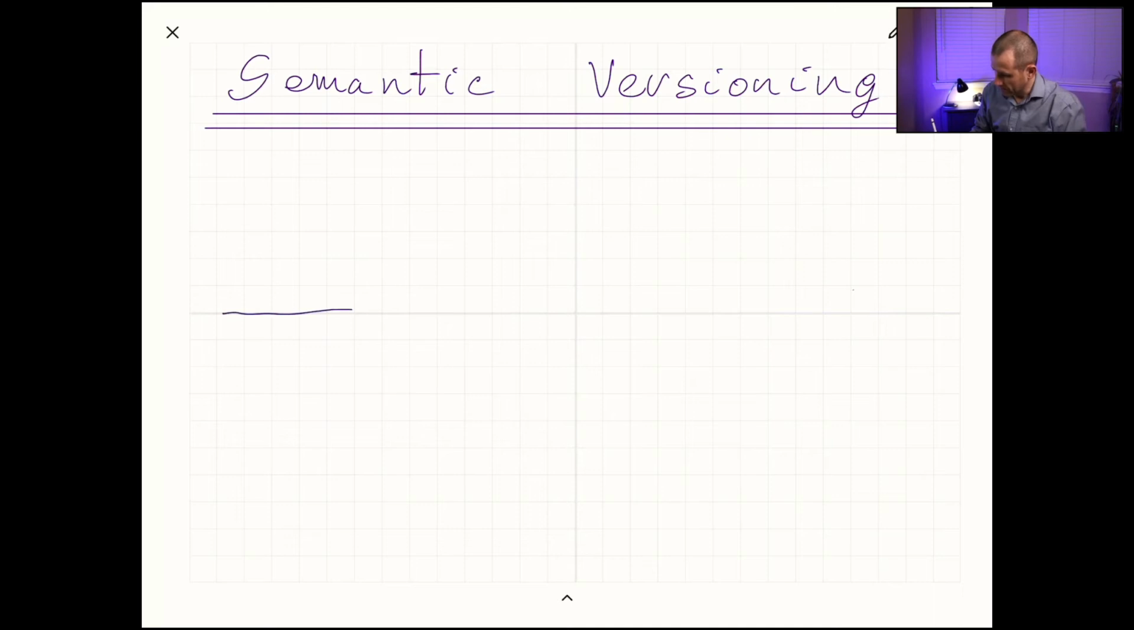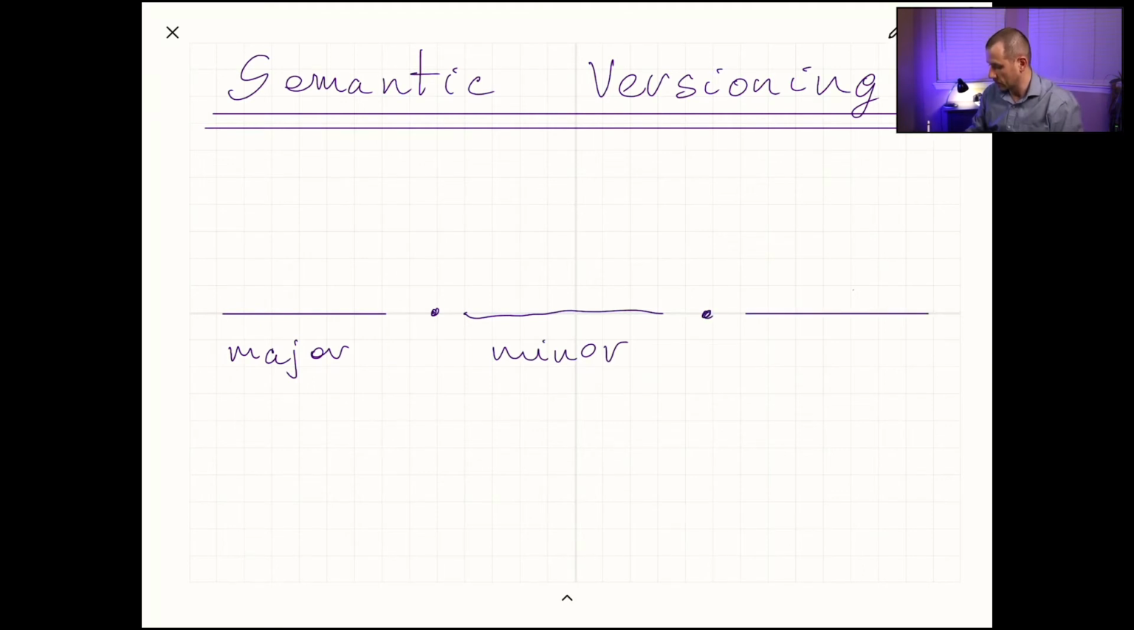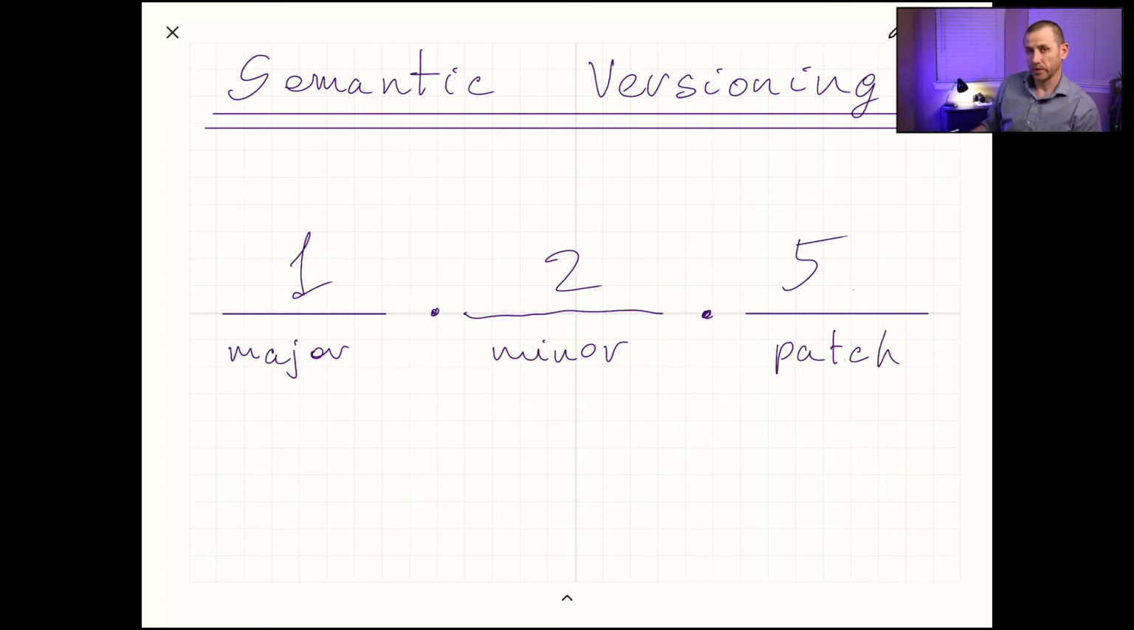The first number is called major version. The second number is called minor version. And the third number is called patch version. Okay, so an example of a version could be 1.2.5, right? 1.2.5 is the version of our software.